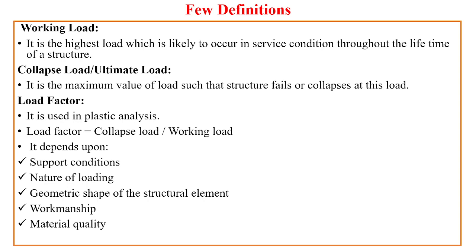Now what is working load? It is the maximum load or the highest load which is likely to occur in the service condition throughout the lifetime of a structure. Collapse load or ultimate load, it is the maximum value of load such that the structure fails or it collapses at this value of load.